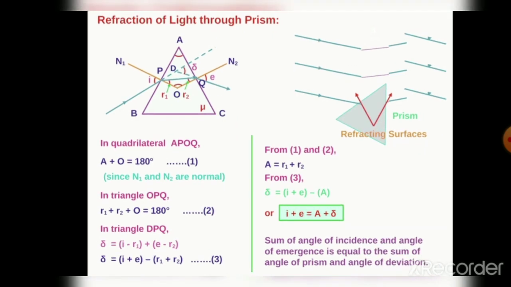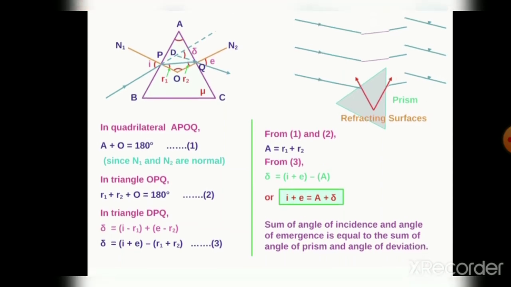We know from the figure, using the maths law, that A plus O is 180 in the quadrilateral A, P, Q, O. But if you consider the triangle O, P, Q, you can say that R1 plus R2 plus O is 180.